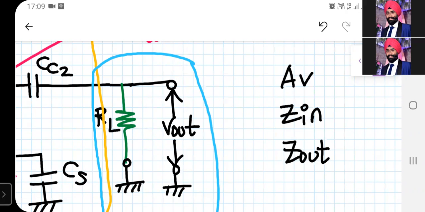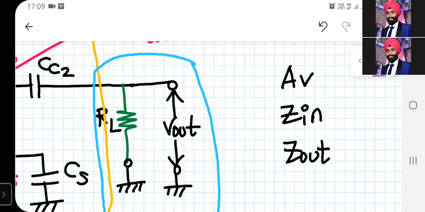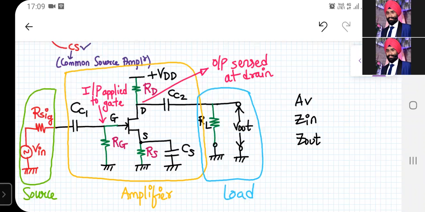For all the circuits you are doing the same thing. Determine voltage gain, Zin, Zout. That's it. Why do we determine it? Who will ask why we are doing it? Because it is mandatory, you have to do it. So for an amplifier, next time, you can ask your teacher also.